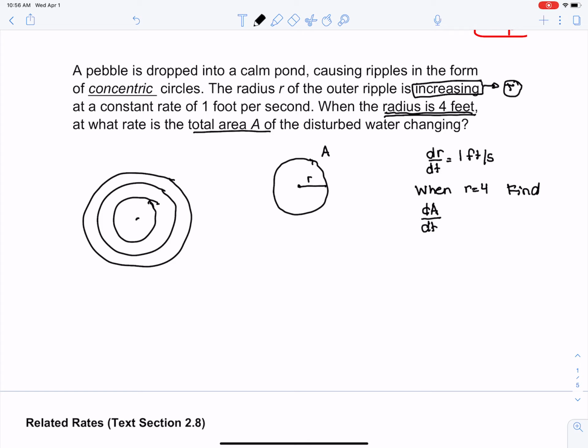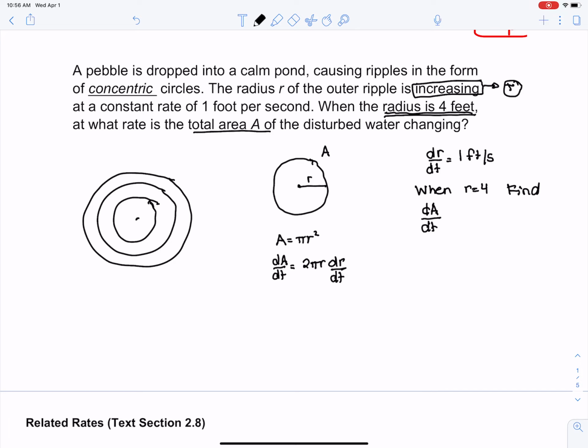So we need an equation that relates the area to the radius. I know that the area of a circle is pi r squared. So there's my formula that relates my variables together. I need to take the derivative of this formula, dA/dt, and this will tell me how the area changes with respect to time in terms of a formula. So the derivative of pi r squared is 2 pi r dr/dt.